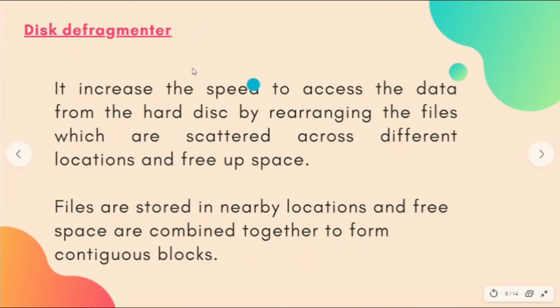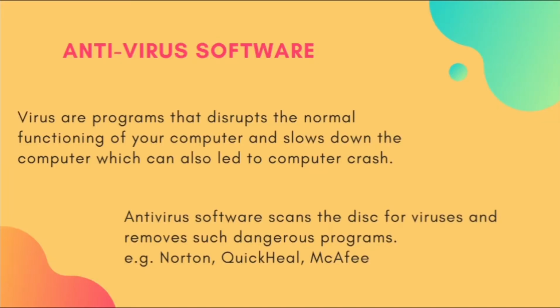So what is a defragmenter? It increases the speed of accessing data from the hard disk by rearranging the files which are scattered across different locations and freeing up space. The files are stored in nearby locations and the free spaces are combined together to form continuous blocks so that the speed to access the data can be increased.